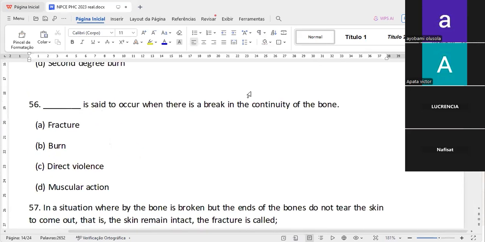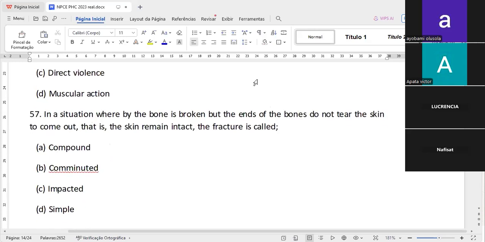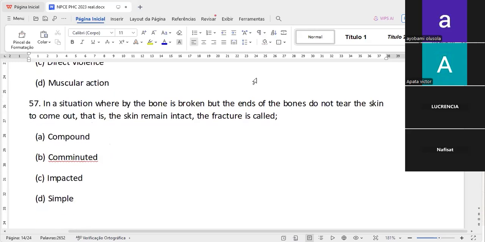Fracture is said to occur when there is a break in the continuity of the bone. Correct. In a situation whereby the bone is broken, but the ends of the bones do not tear through, that is, the skin remains intact, the fracture is called simple.